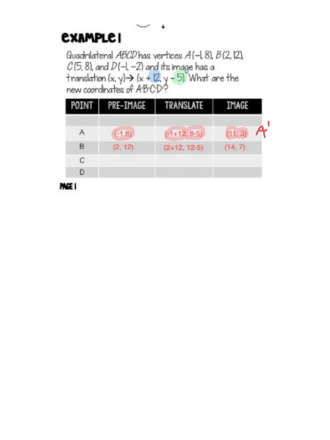We're starting with point (2, 12). We apply our transformation. 2 plus 12 is 14. 12 minus 5 is 7. And we now have B prime, our after point for B.